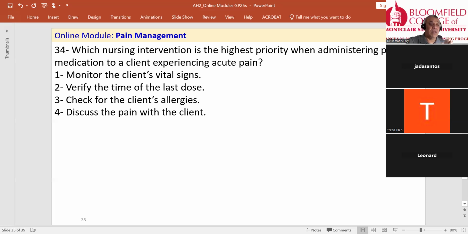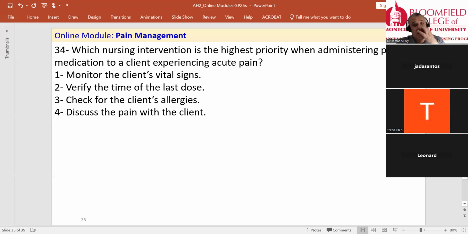If you look at number 1, vital signs, it's important to monitor the vital signs, but it's not the priority intervention before administering the medication. And number 2, we should verify the time the last dose was administered to determine when the next dose could be administered, but again, this is not the priority. Same thing with checking for allergies.